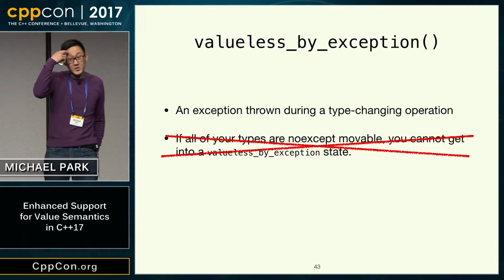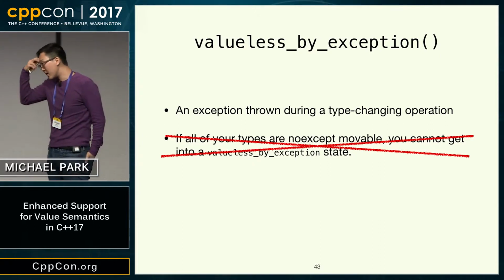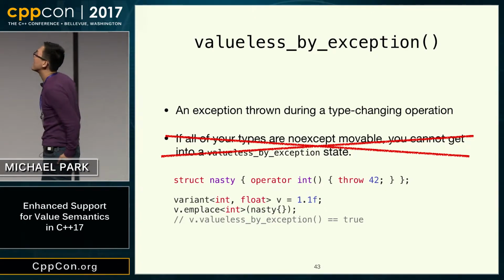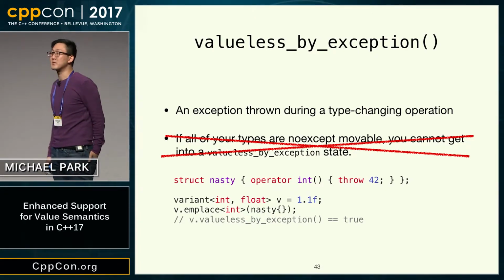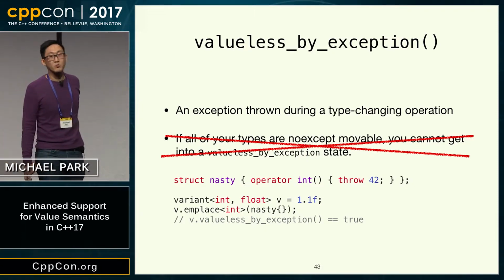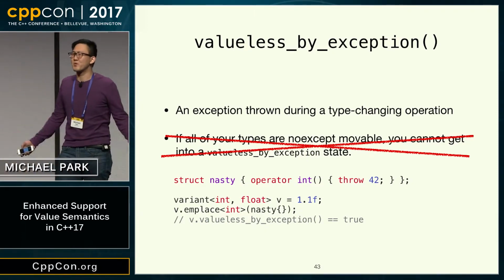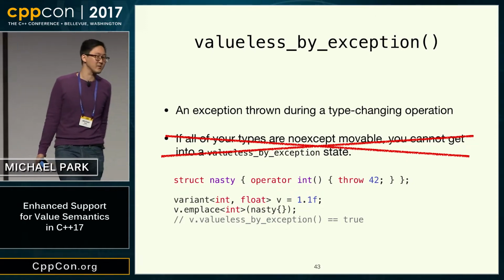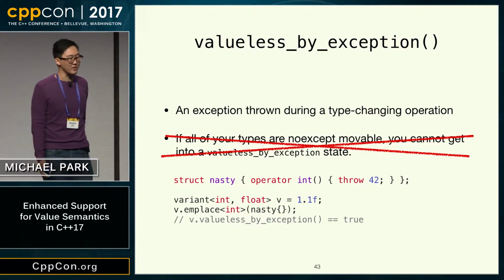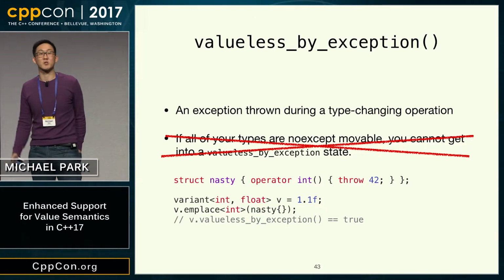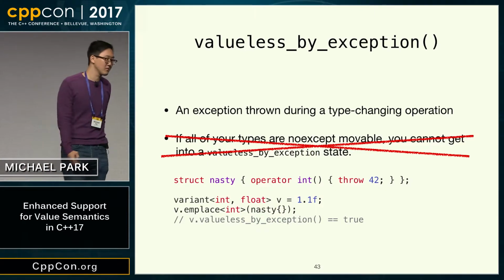Any variant can actually get into a valueless by exception state, and this is quite unfortunate, I think. So if we have some nasty struct that implements an implicit operator to int, we have a variant int float, which we think is innocent. Neither of them can throw during construction, except we can, right? We can have this nasty object that, when we try to construct in place, is going to throw during an attempt to construct an int. Sad.